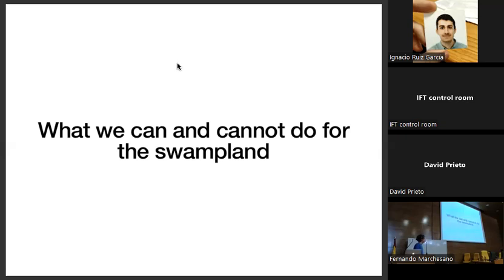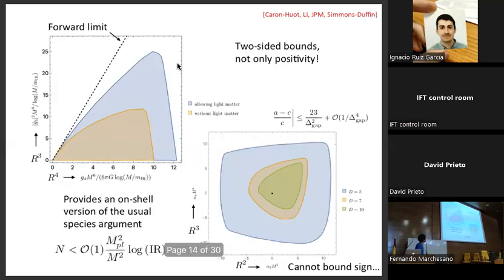Ask me if you have questions, because I went very fast, but let me tell you what we can do and we cannot do with this. So we can put 2-sided bounds on Wilson coefficients. This is in 4 dimensions, the coefficient of R cubed and R to the 4th, bounded in terms of G Newton. These are the coefficient of R cubed and R squared in higher dimensions. Okay, so this is technically more complicated, but note that these bounds are 2-sided.